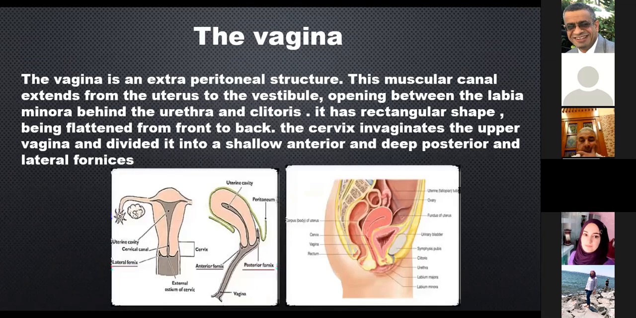The vagina is an extraperitoneal structure. This muscular canal extends from the uterus to the vestibule, opening between the labia minora behind the urethra and clitoris. It has a rectangular shape, being flattened from front to back. The cervix invaginates the upper vagina and divides it into a shallow anterior, a deep posterior, and lastly lateral fornices.